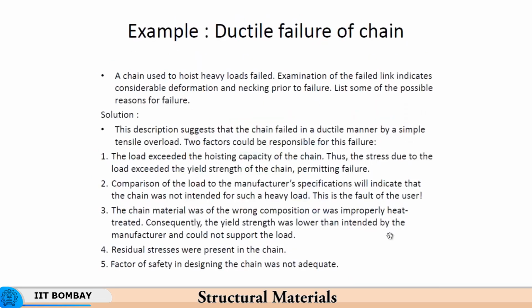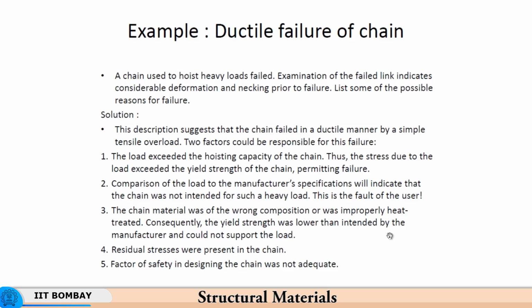So, first, if one tries to identify the reasons behind the failure, the description suggests that the chain failed in a ductile manner by a simple tensile overload. The simple tensile overload led to plastic deformation, so it went beyond the elastic deformation range. Being a structural element, it should not have been loaded beyond the elastic limit, but then it went into the regime of plastic deformation.